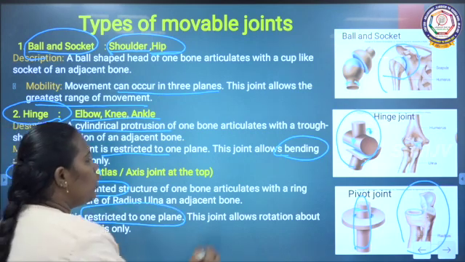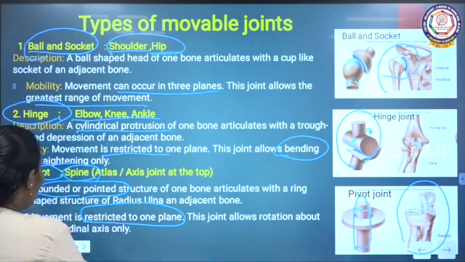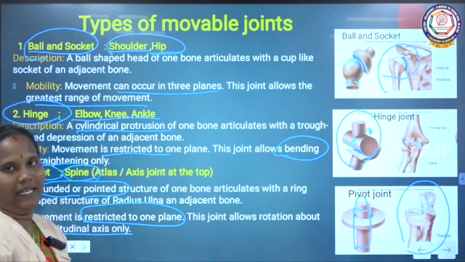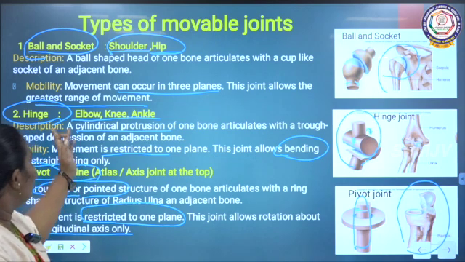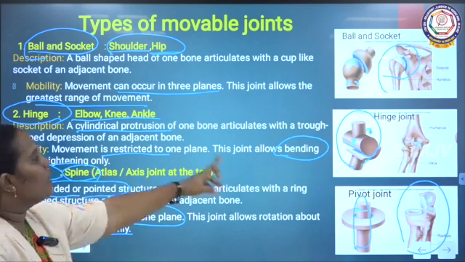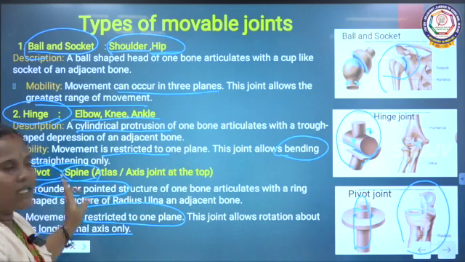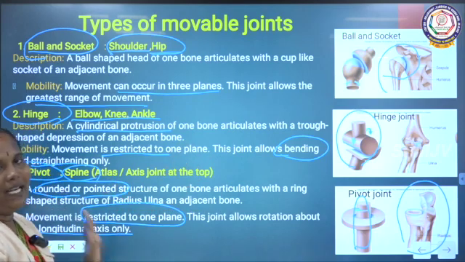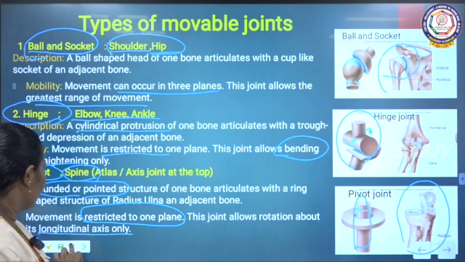Next one, it allows the rotation about the longitudinal axis only. It allows only the longitudinal axis. Here we saw the hinge joint allows bending and straightening, as well as the longitudinal axis. Clear?